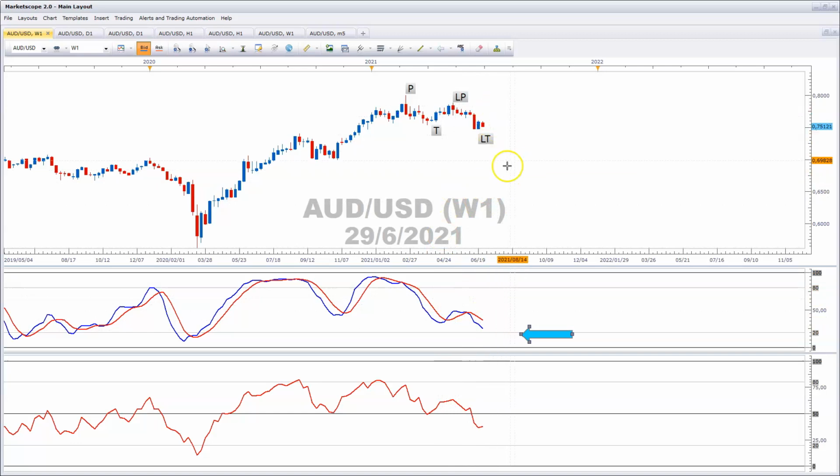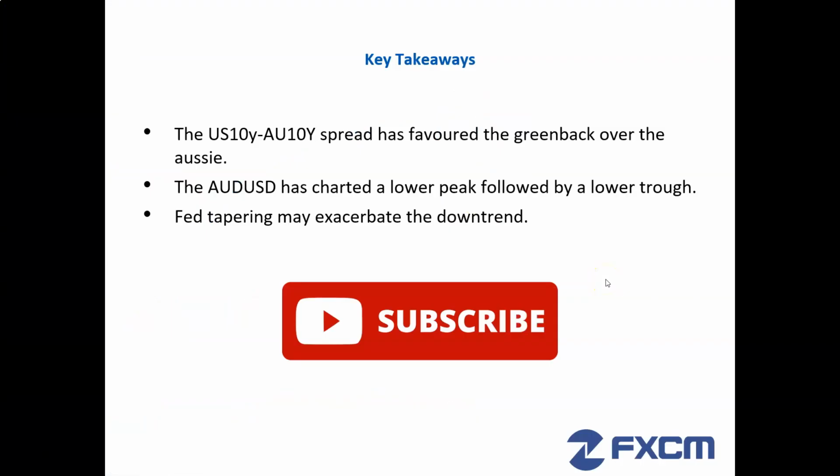Let's just end off with some key takeaways. Okay, so the US 10-year minus the Aussie 10-year, the spread there has favored the greenback over the Aussie. The Aussie US dollar has charted a lower peak followed by a lower trough. That puts the Aussie into a downtrend. Now, Fed tapering may exacerbate this.